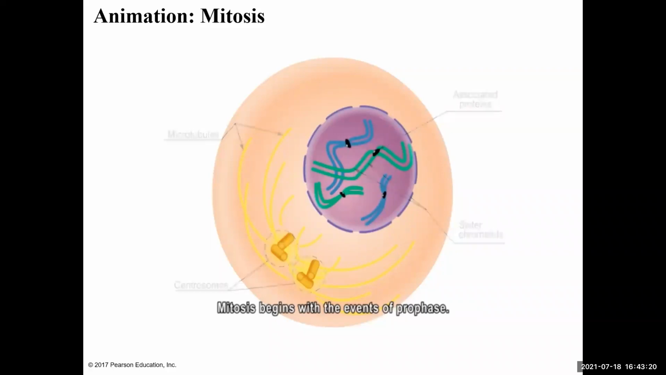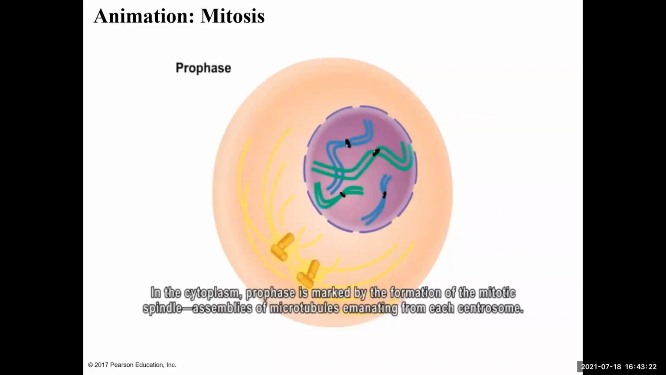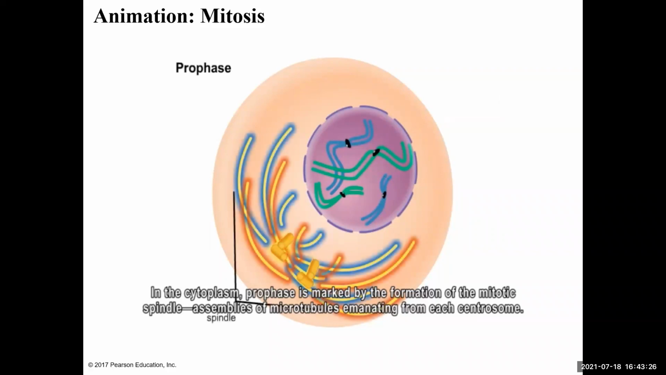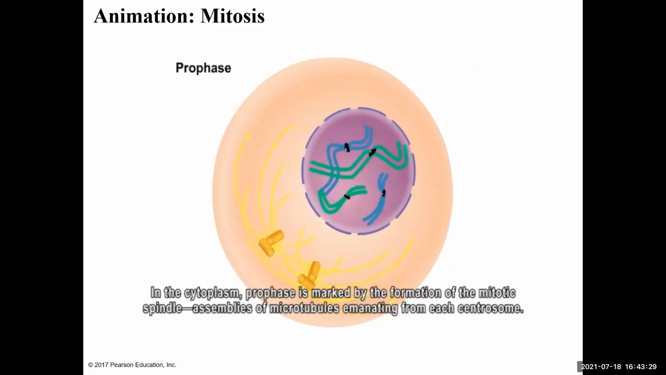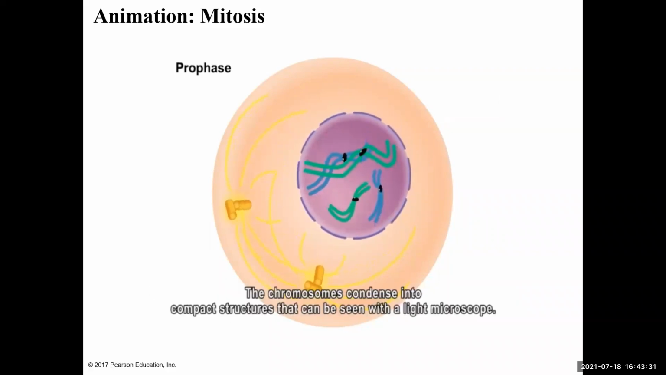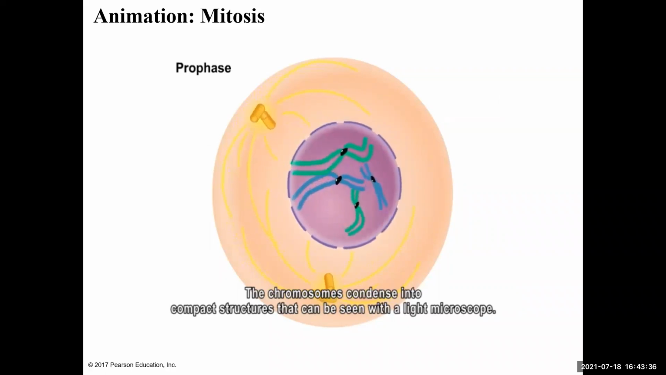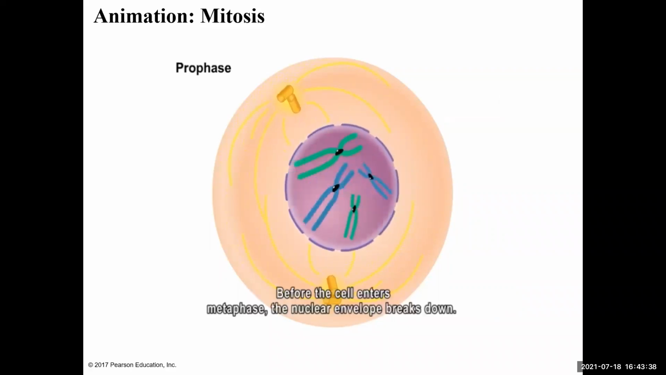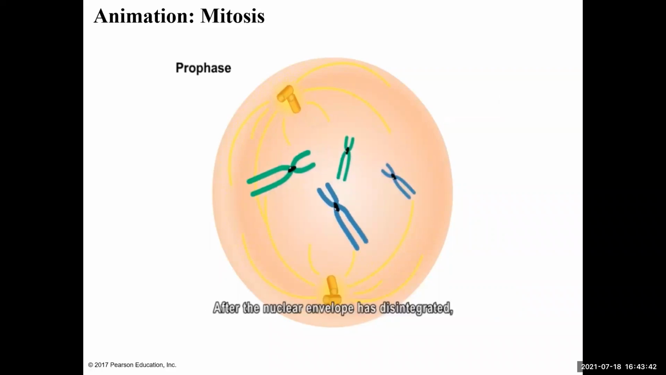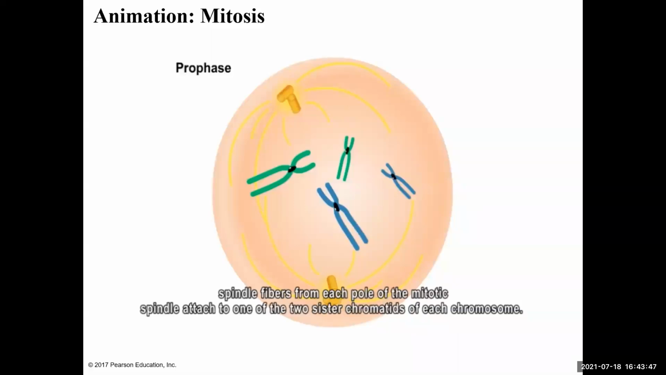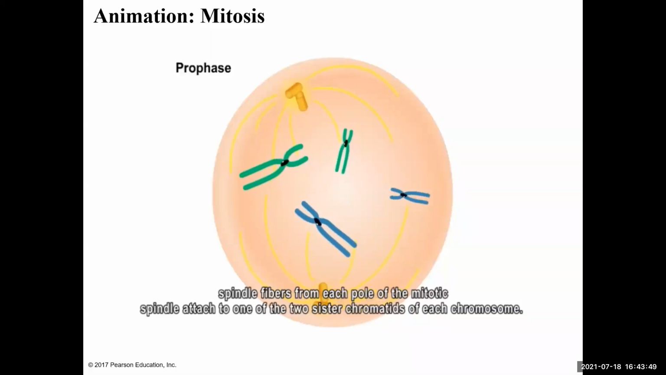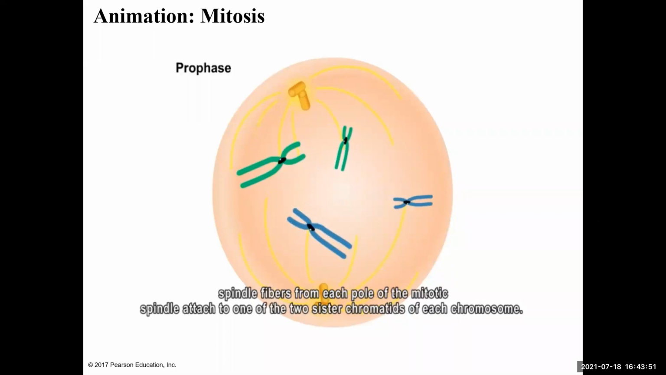Mitosis begins with the events of prophase. In the cytoplasm, prophase is marked by the formation of the mitotic spindle, assemblies of microtubules emanating from each centrosome. The chromosomes condense into compact structures that can be seen with a light microscope. Before the cell enters metaphase, the nuclear envelope breaks down. After the nuclear envelope has disintegrated, spindle fibers from each pole of the mitotic spindle attach to one of the two sister chromatids of each chromosome.